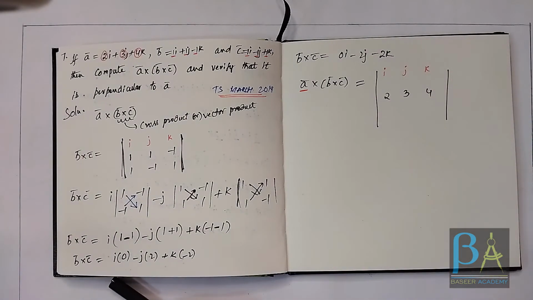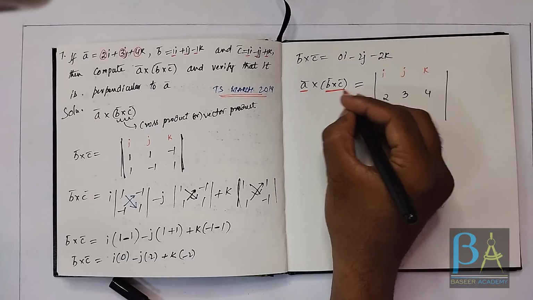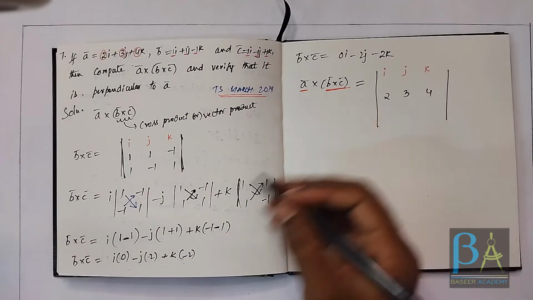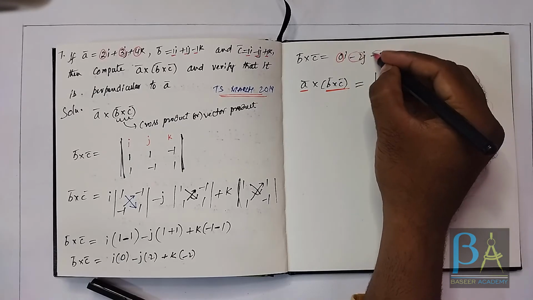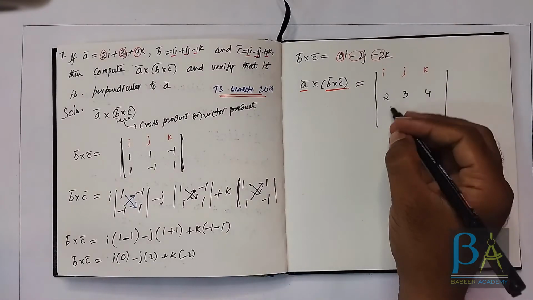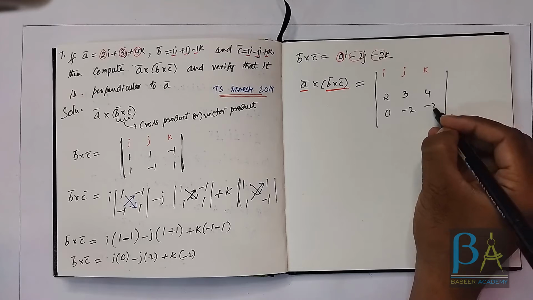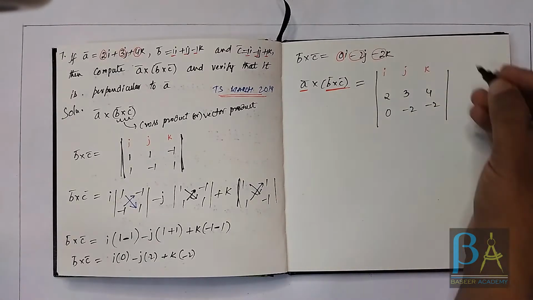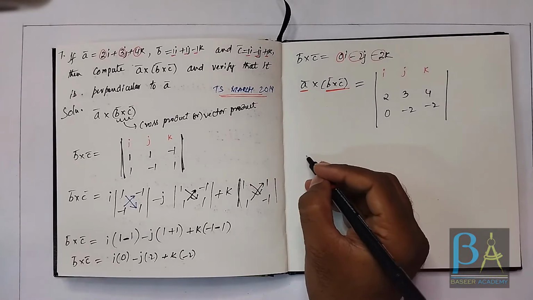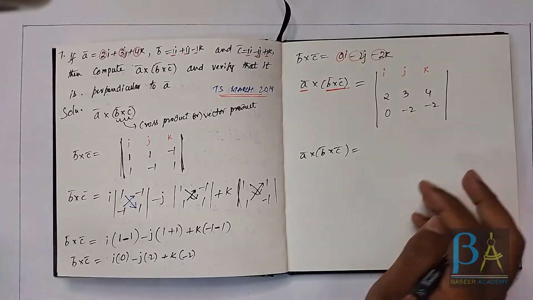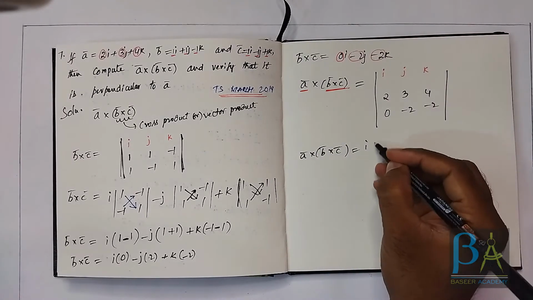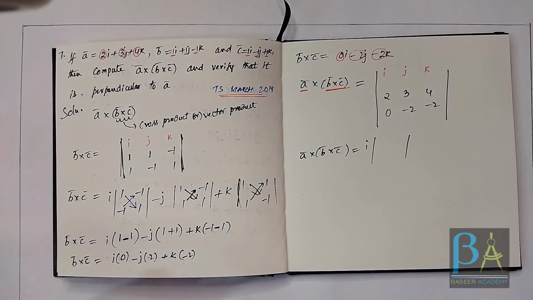And then let us write the coefficients of B cross C. The coefficients of B cross C are 0, minus 2, and minus 2. So let's write them here: 0, minus 2, minus 2. And let's expand it using the first row. That's about it. So A cross B cross C is going to be, let's choose i here.